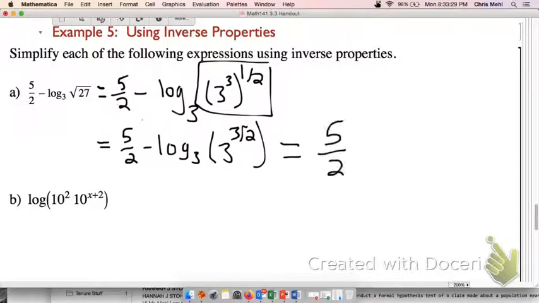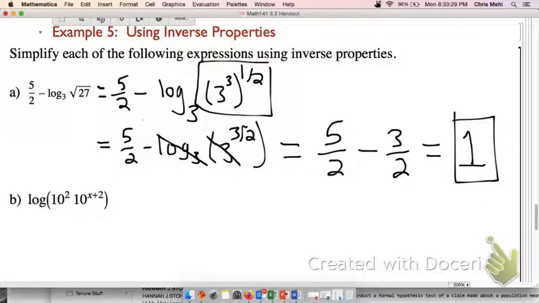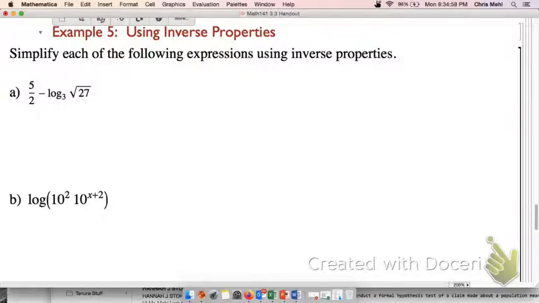This now becomes 5 halves minus log base 3 of 3 to the 3/2. Now, if I do log base 3 followed by exponential base 3, I just get the power of 3 halves back. 5 halves minus 3 halves is positive 1. So that expression just becomes positive 1. Okay, next problem.